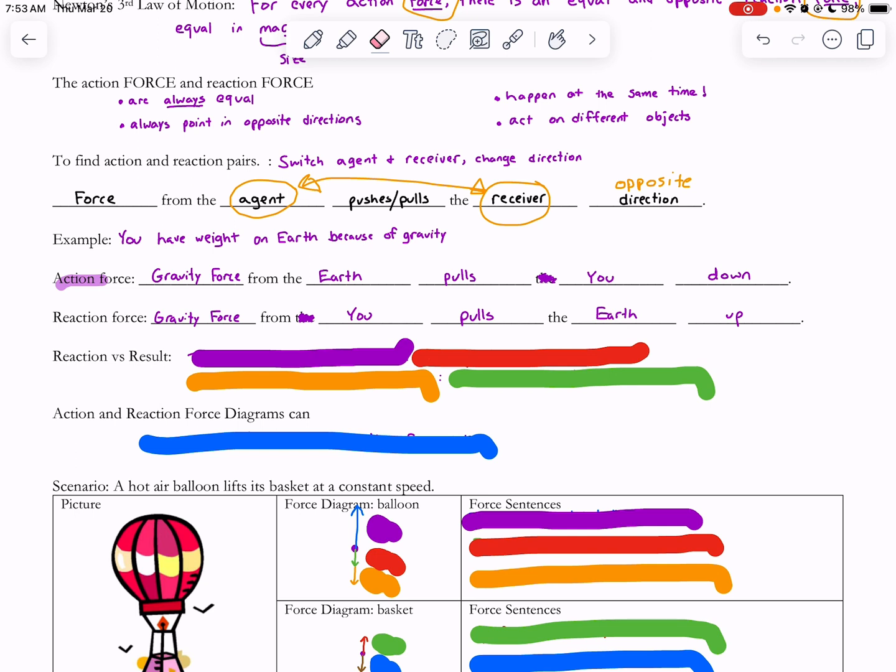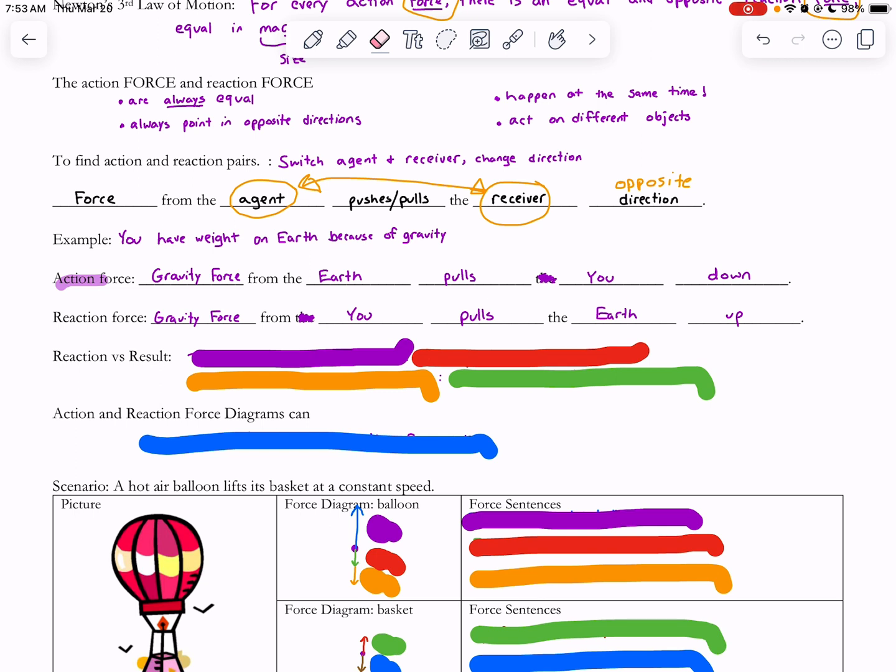So now the reaction force: if gravity from Earth is pulling you down, the reaction to that is that gravity from you is pulling Earth up. And maybe now your mind is going, wait, what? Gravity from me is pulling Earth up? And it's true. It's not a very big force because, in the grand scheme of things, you're quite small in comparison. Well, actually, you're pulling up with the same amount of force. So if Earth is pulling you down with like 600 newtons, you're pulling Earth up with 600 newtons. Earth is just really big, so Earth doesn't notice you pulling up on it.